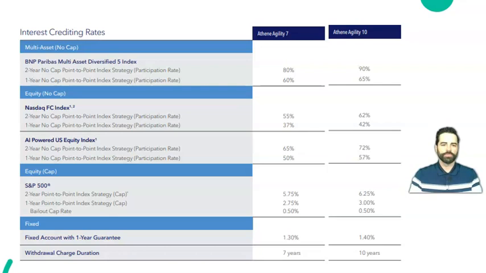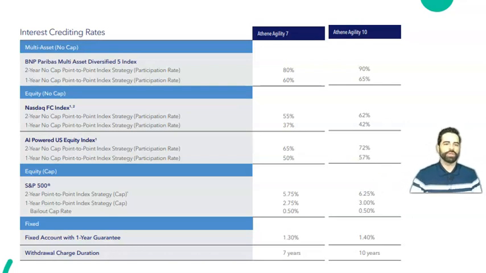Agility is the second. So one thing that the agility has is a lot of strategies with participation rates. And remember, participation is what percentage you participate in the growth. So if you have a 90% participation rate and the market does 10%, you get 9 because you participate in 90% of that full rate. If you're at 90 and the market does 1, you get 0.9. So you get whatever participation rate you have, you get that percentage of the percentage growth.